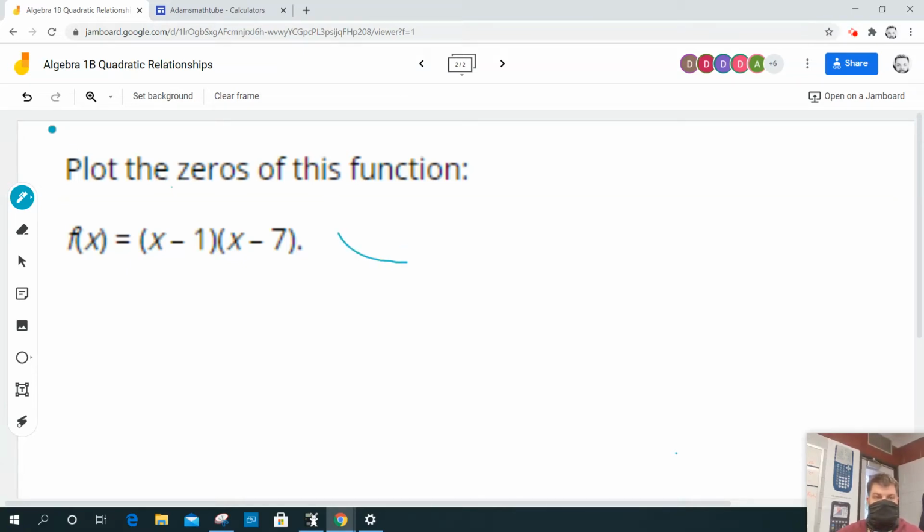Remember that the zeros occur when y equals 0. So you've got to think of it like this. f of x is like the y value, right? And so when they say plot the zeros of this function, they're saying that 0 is equal to y, which is equal to f of x, which is equal to x minus 1 times the quantity x minus 7.